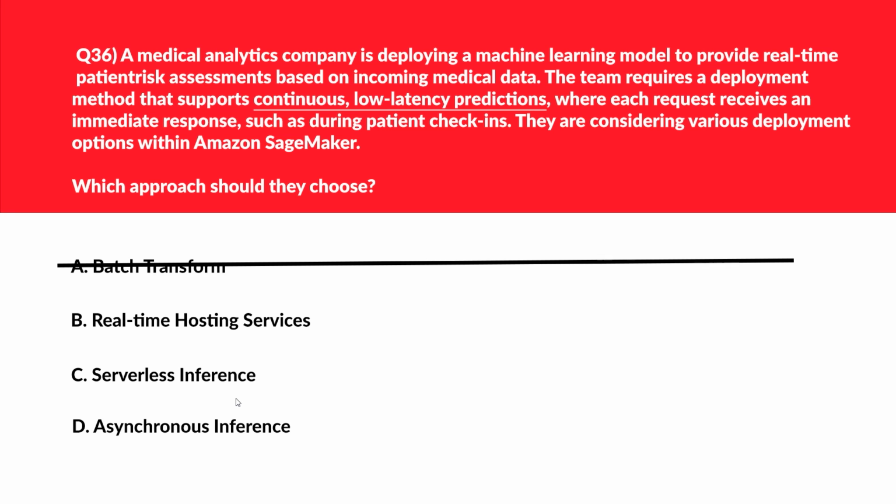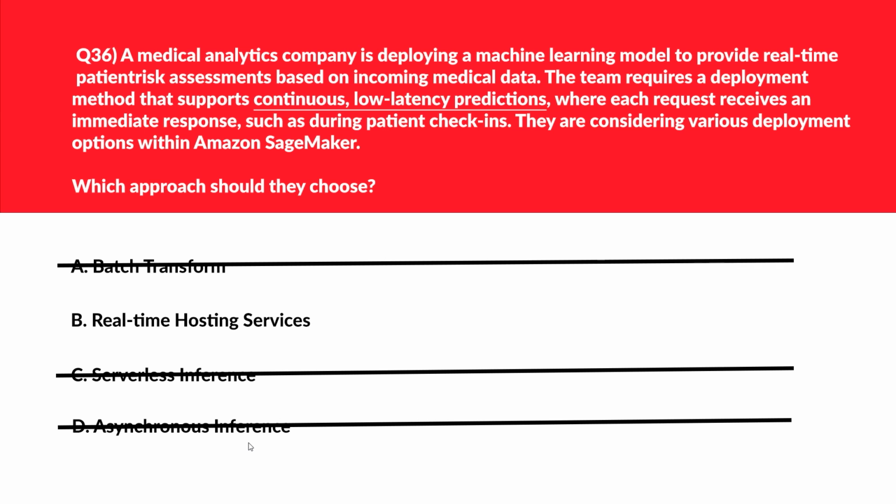C says serverless inference. While scalable, it may not provide the persistent low latency endpoints required for this use case. We'll reject this. Let's look at option D. D says asynchronous inference. Deploying asynchronous inference is tailored for high latency tasks, not low latency as required by the question. So this is completely off topic. We'll eliminate this. We'll lock real-time hosting services as the correct answer.